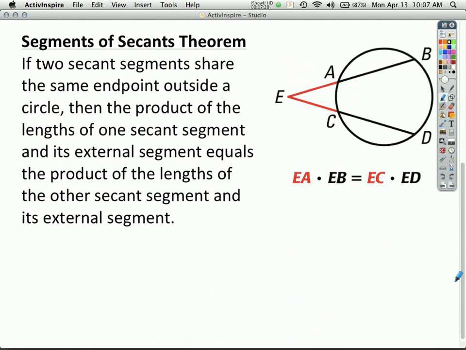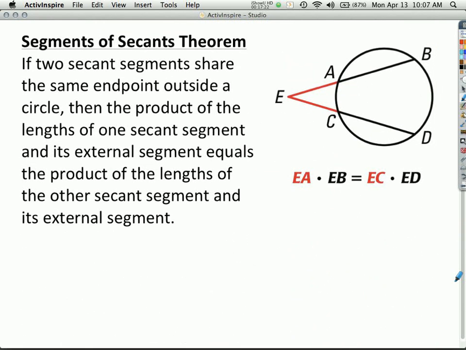Then we have the segments of secants theorem. You know that a secant is a line that passes through the circle but continues outside the circle, versus a chord whose two endpoints are points on the circle. The segments of secants theorem says a similar relationship, but not quite. This part of the secant is called the external secant segment, or we'll just call it the external segment.